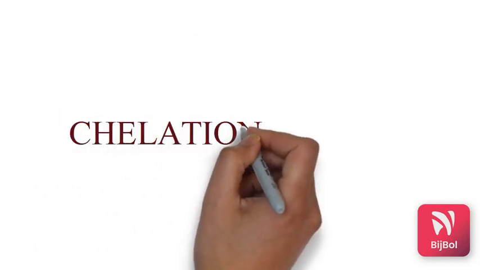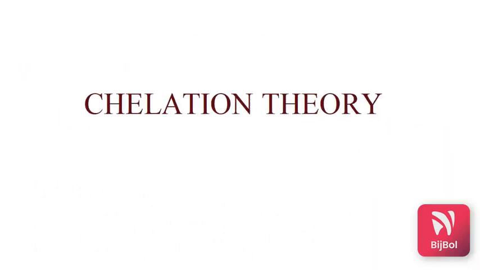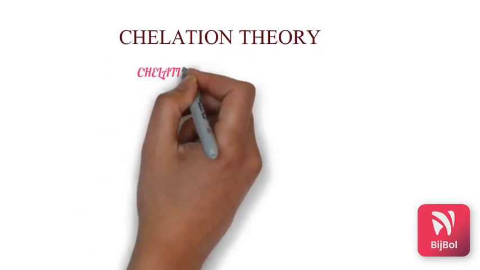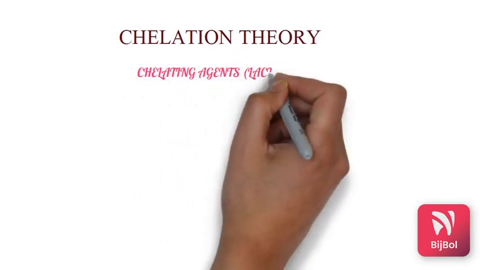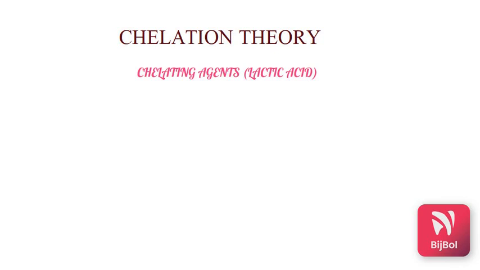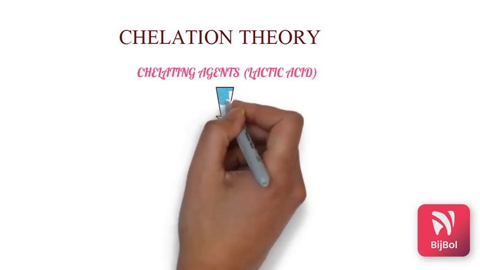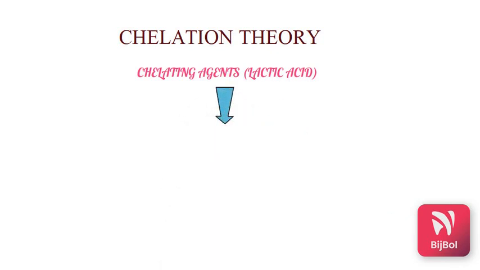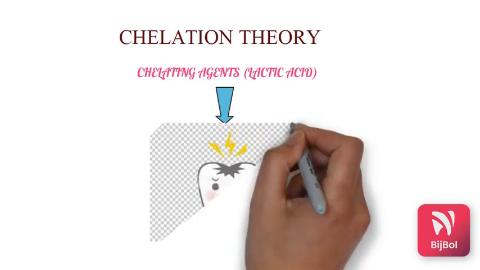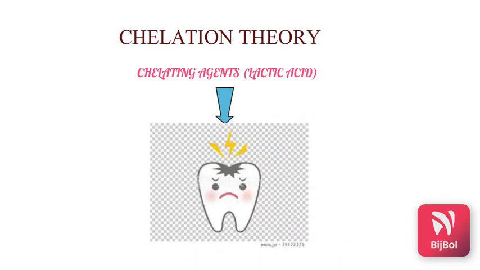Next theory would be the chelation theory. This theory states that the enamel is demineralized by chelating agents such as lactic acid at a neutral pH, which is present in nature, which later leads to the demineralization of the inorganic portion of the enamel, resulting in the development of dental caries.